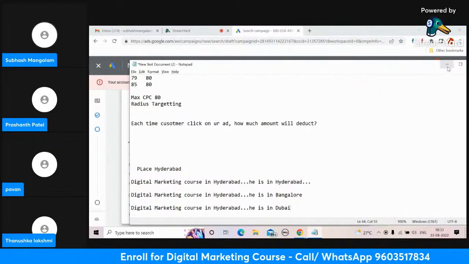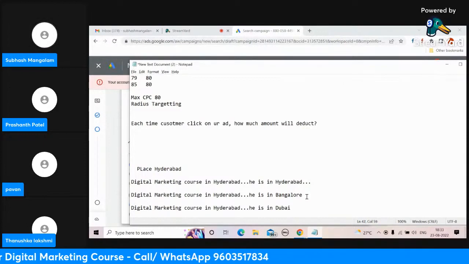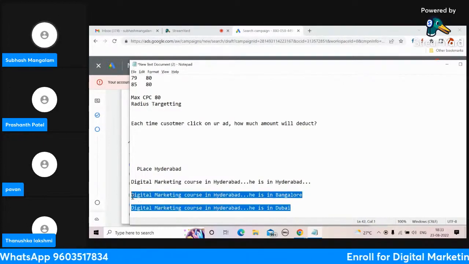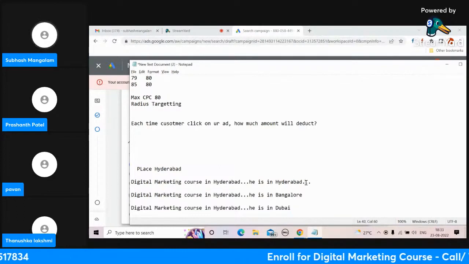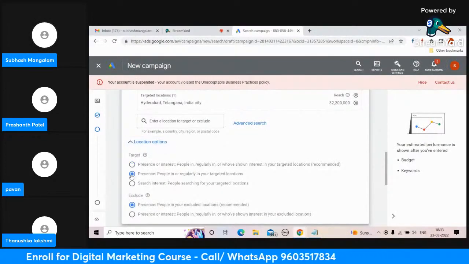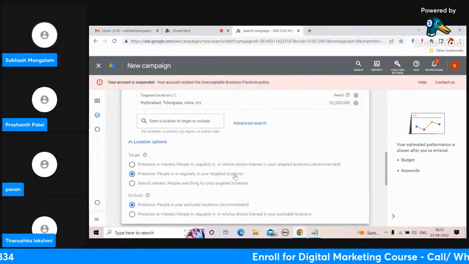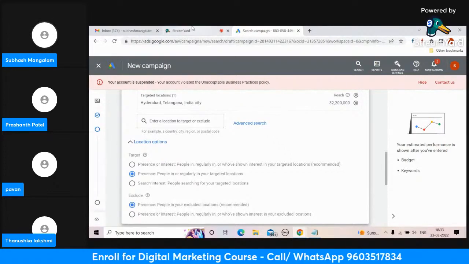But the problem is, if you're a small company, what are the chances that the Bangalore guy will convert? Dubai guy will convert? Why should I invest money on these guys instead of showing my ad to only Hyderabad people? So if you're a small company, what you have to do is select the second option. It means a person has to be in your location only. If he's not from Hyderabad, the ad will not appear. So small companies, you have to select this option, it's mandatory.